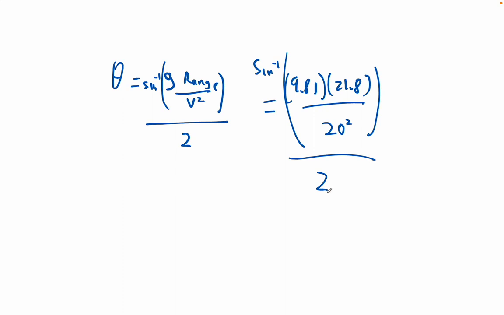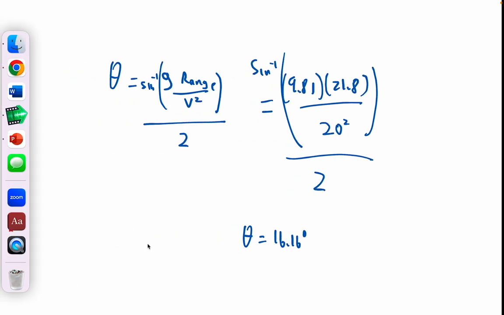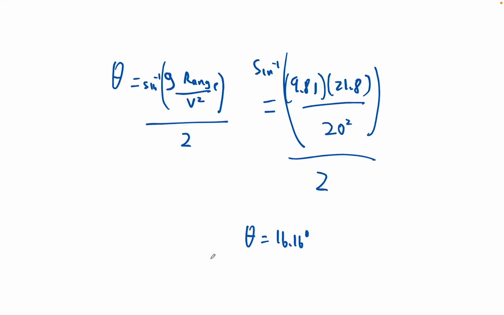I get 16.16 degrees. Right? And this is going to happen to you. And then the problem is, of course, you try to set it for 16 degrees and you can't do it. It won't go below 25. And you're like, dang this simulation, right? But remember that if 16.16 degrees works, then 90 minus 16.16 degrees works, right?